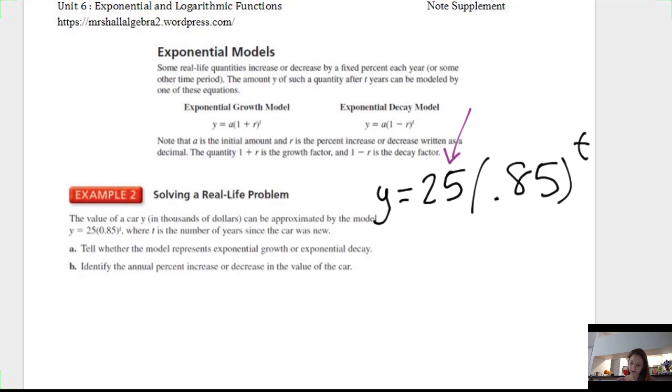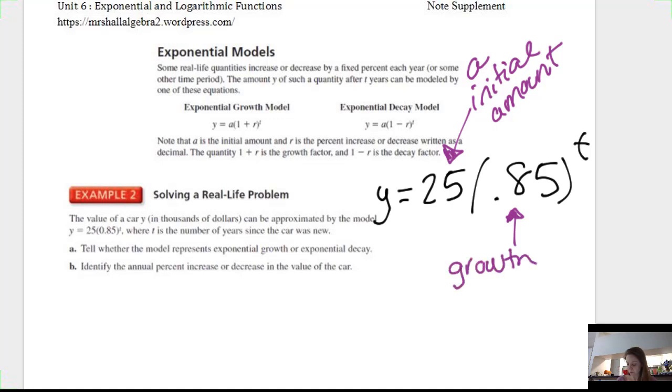So labeling different parts, this is my a value, and a is the initial amount. The initial amount of this car was $25,000. And now this second piece is either my growth or my decay factor.